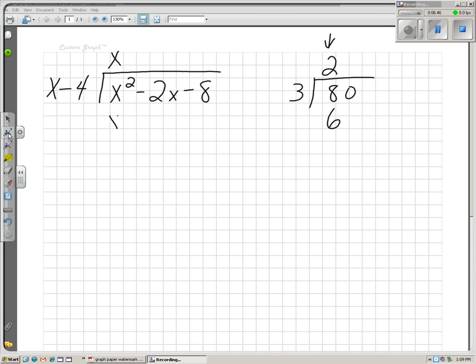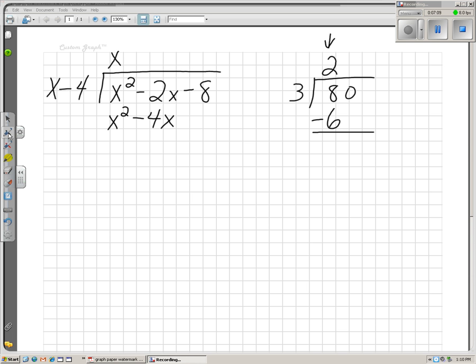All right, so here we go. X times x is x squared. Watch how I line them up nice and neat. And x times negative 4 is negative 4x. Okay, back to grade school. What did we do next? Well, that looks like a positive 6. I'm going to draw this line here and change the sign to negative 6. That's how I remember it. It kind of rhymes. Draw the line and change the sign.